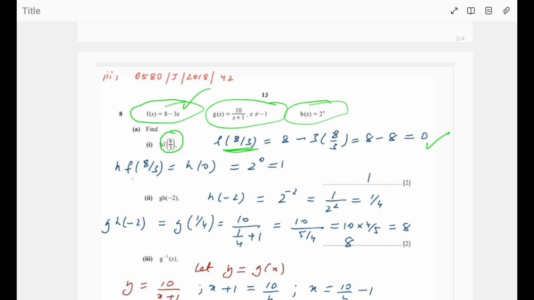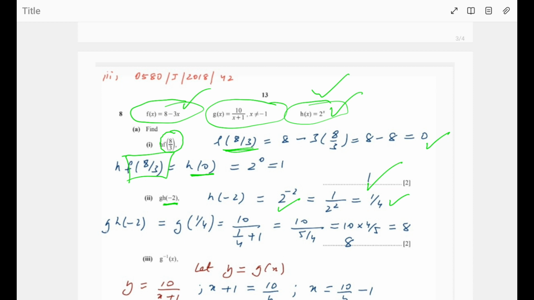So hf(8/3) is like, since this is 0, you will write 0 in place of f(8/3). So h(0) is 2 raised to the power 0. You will write 0 in place of x and you will get 1. In part 2, you have to find gh(-2). You always start from the right hand side, h(-2). h(-2) is to write minus 2 in place of x of h(x). So when you plug minus 2, you will get this. On simplification, it will be 1 over 4.